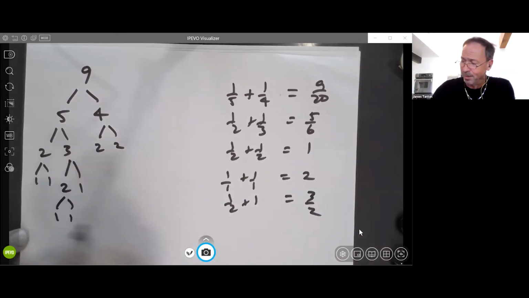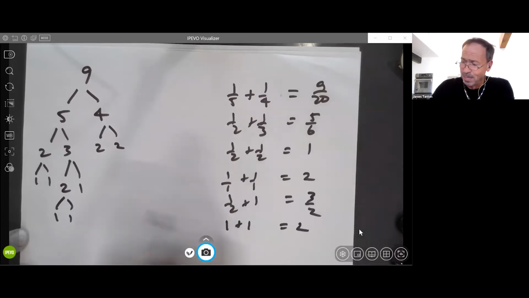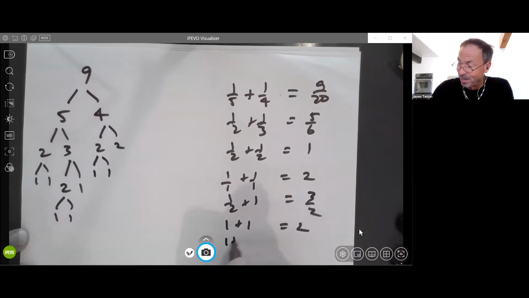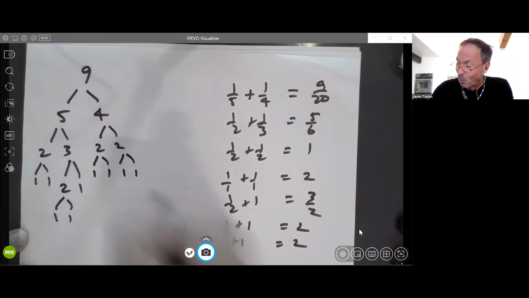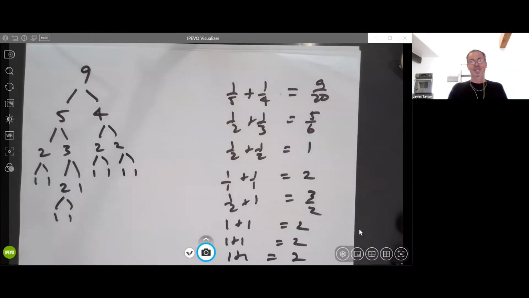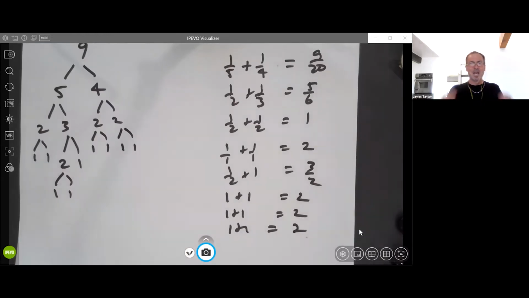Maybe I'll split that 2 into 1 and 1. 1 plus 1 equals 2. Split that 2 into 1 and 1. 1 plus 1 equals 2. Split that 2 into 1 and 1. 1 plus 1 equals 2. All right, I'm off the page now, but there we go.